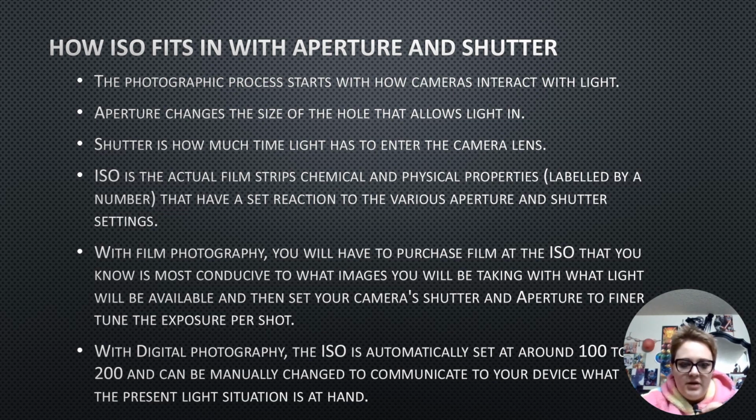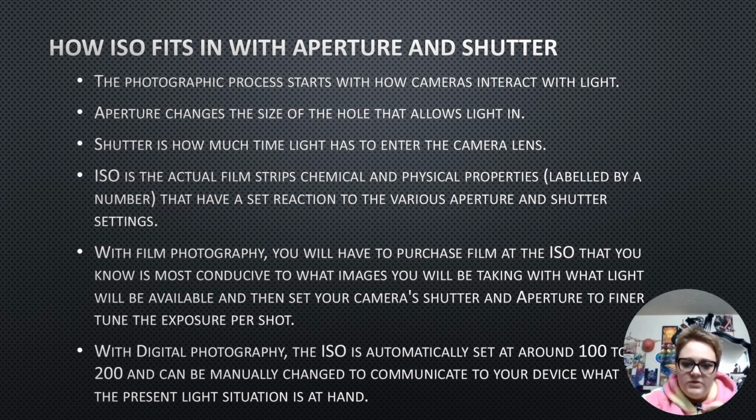The photographic process starts with how cameras interact with light. The aperture changes the size of the hole that allows light in, and shutter is how much time light has to enter the camera lens. The ISO is the actual film strip's chemical and physical properties, labeled by the logarithmic number, that have a set reaction to the various aperture and shutter settings.